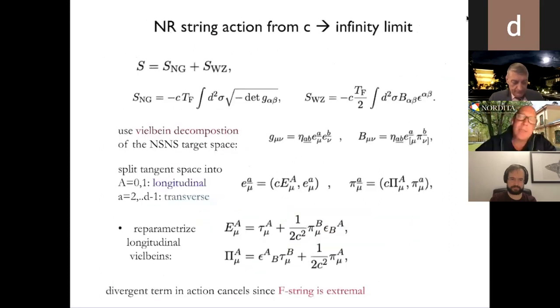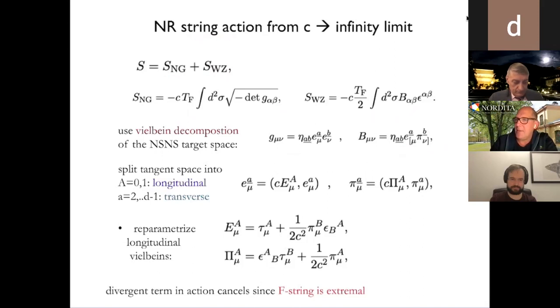And now I want to mimic the c going to infinity limit that I showed you for a point particle, acting now on the string action. So the string action, as we all well know, is Nambu-Goto plus the Wess-Zumino term, square root of the determinant of the metric, coupling to the B field. We're going to use, as I announced, this form of G and B. And that was also followed by the papers deriving string Newton-Cartan geometry.